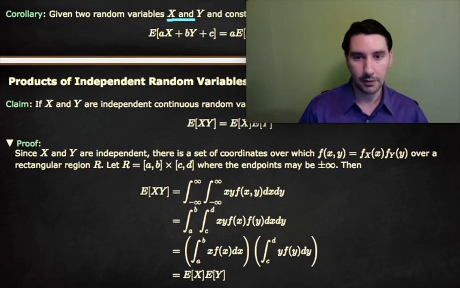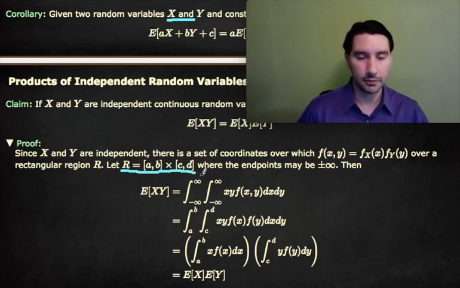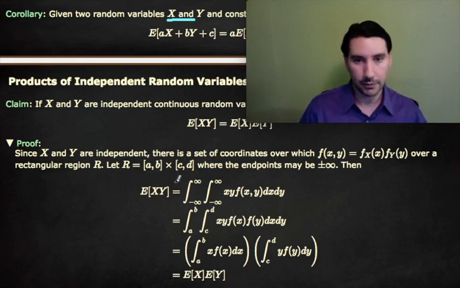So for continuous random variables, they're independent if the joint PDF f of x, y can be written as the product of the PDFs, f of x times f of y, over a rectangular region R. So I'm going to let R be what I've written as closed intervals from a, b cross c, d, without trying to go into too many details about whether the endpoints should be open or closed. But these endpoints could also be negative infinity and positive infinity, in which case they should usually be open intervals.